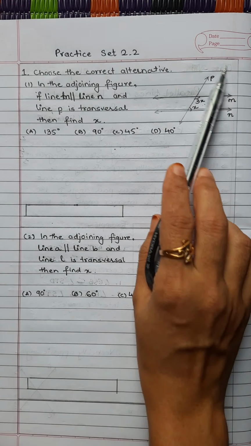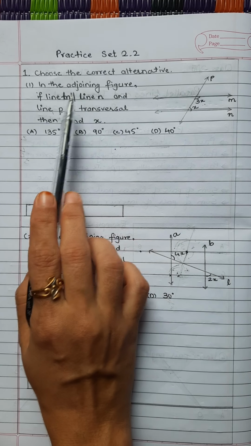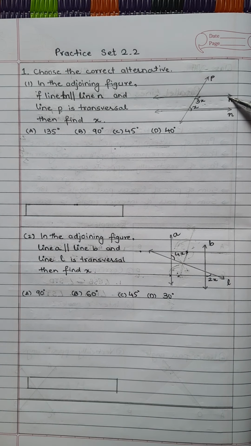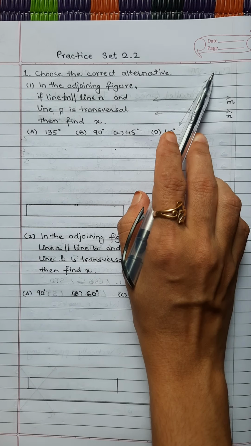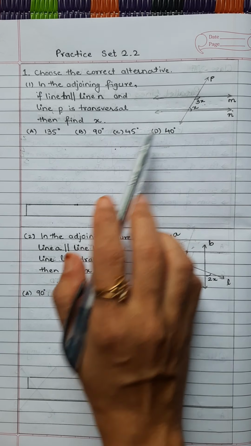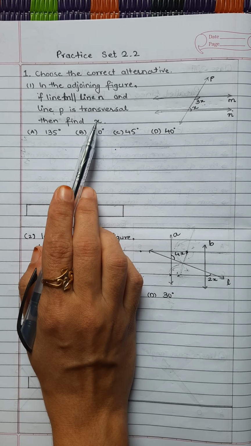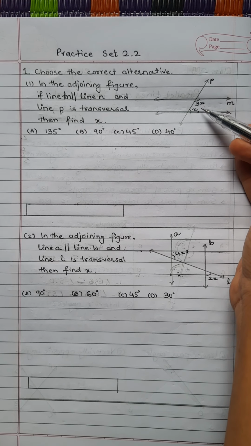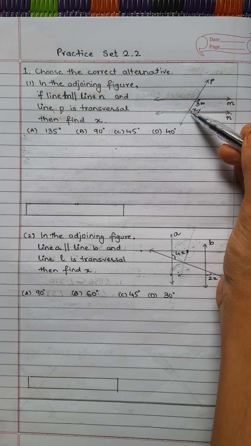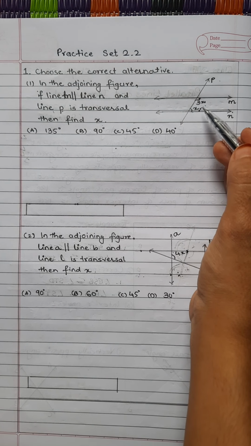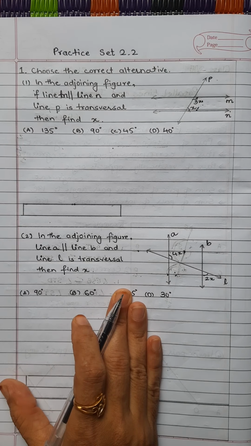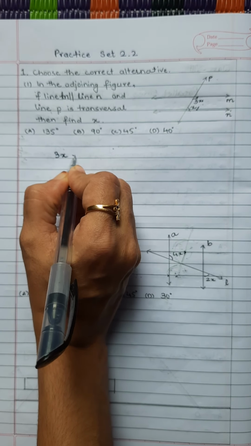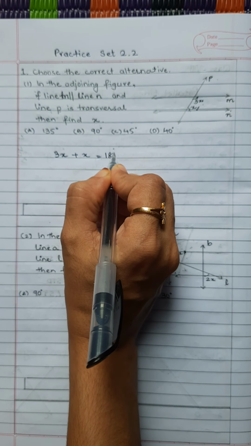Here you can see the figure is given. In the adjoining figure, line M is parallel to line N and line P is a transversal. So, M and N are parallel to each other, and you have to find the measure of angle x. You can see x and 3x are given together, and these form interior angles. The property of interior angles says that the sum of interior angles is 180 degrees. Based on this property, I can write 3x plus x is equal to 180 degrees.